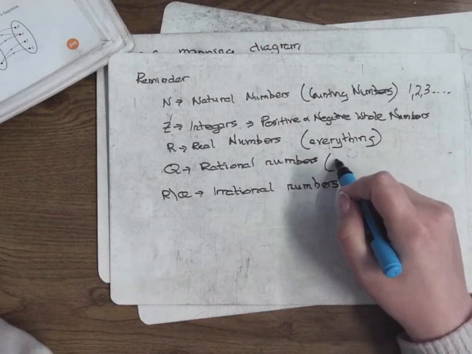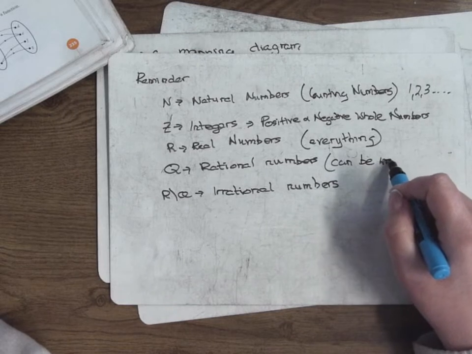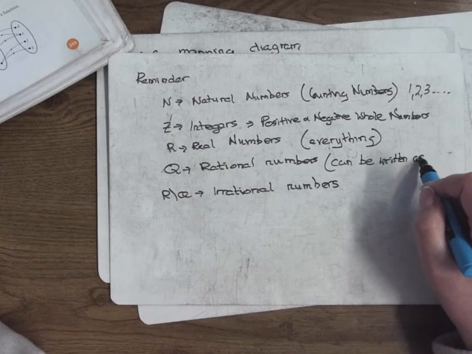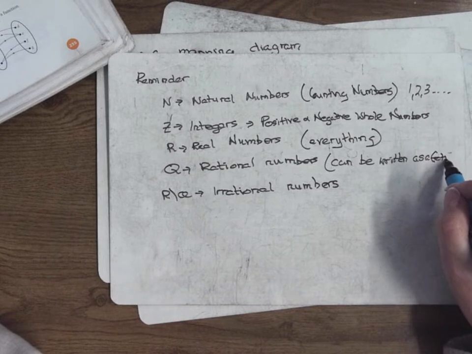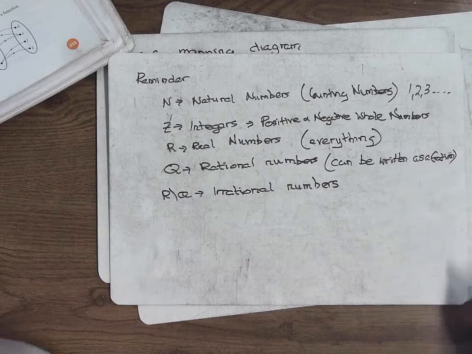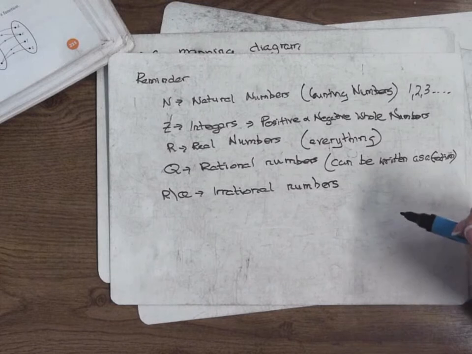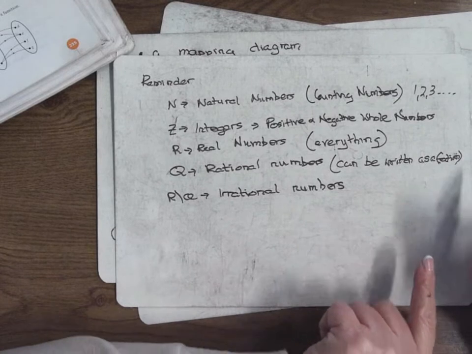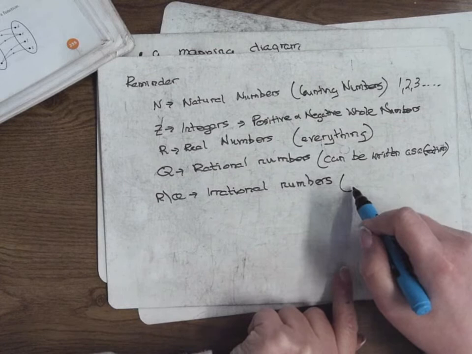Rational numbers can be written as a fraction. So most numbers are rational, as in 4 can be written as 4/1. 0.333333 recurring can be written as a third. I think I left out the C in fraction there. Okay, sorry. So can be written as a fraction. That does not look like fraction, but you know that says fraction, even though it doesn't look like it. Is that all right? Okay. And irrational numbers cannot be written as a fraction.